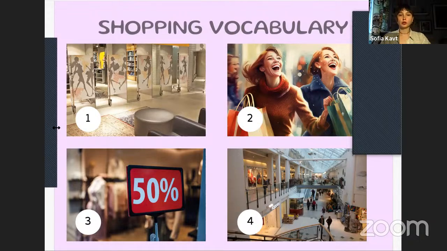Okay, so in picture 1, we can see a fitting room. The answer to try something on also works because they're pretty much interconnected. Then the second picture illustrates some people on a shopping spree. The third picture illustrates a product which is on sale. Yes, because you can see a discount. And finally, the fourth one illustrates a shopping center or a shopping mall.